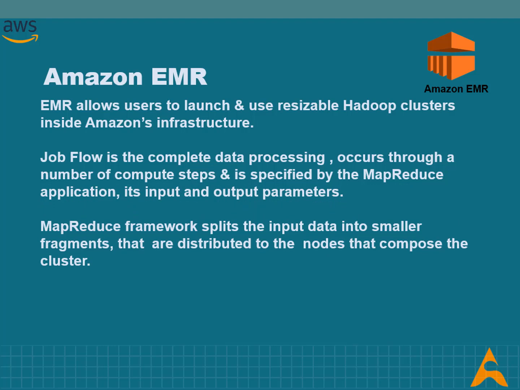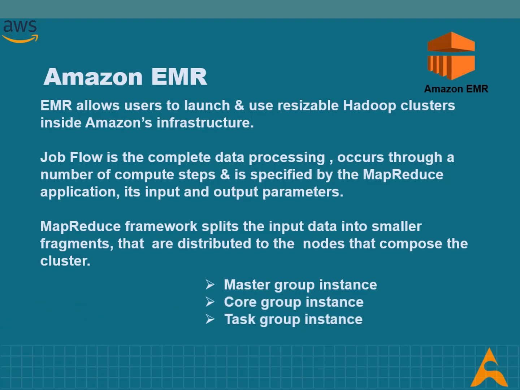The MapReduce framework splits the input data into smaller fragments that are distributed to the nodes that compose the cluster. Here, the job flow is executed on a series of EC2 instances running the Hadoop components that are broken up into master, core, and task clusters. These individual data fragments are then processed by the MapReduce application running on each of the core and task nodes in the cluster. Further, based on Amazon EMR terminology, we commonly call the MapReduce applications a job flow.